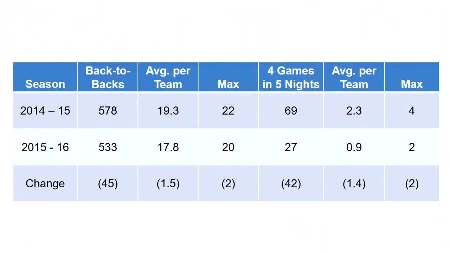So we looked, comparing to last year, and we were able to reduce the number of back-to-backs from about 19.3 per team down to 17.8. And the max came down from 22 to 20. And we reduced the average number of 4-in-5s even more starkly, from 69 across the whole league down to 27, an average of under 1 per team, again bringing the max from 4 down to 2. And we like to say that no team had the daily double of 20 back-to-backs and 2 4-in-5s.